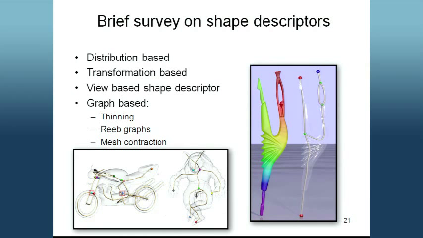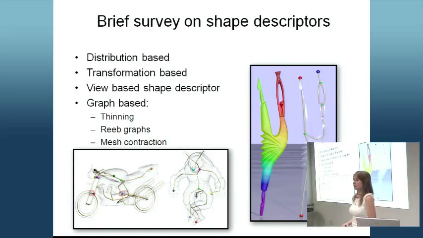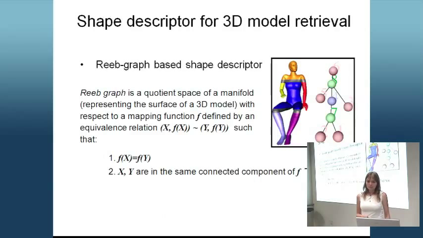These descriptors give you a graph representation of the structure of the shape, and furthermore, they can also be annotated with some additional information, such as local geometrical information about the shape. Here you can have a thinning algorithm to produce a skeleton representation, Reeb graph based, and a recently proposed algorithm for skeleton extraction by mesh contraction. The advantage of these graph-based shape descriptors, as I mentioned already, is that they give you a global representation of the structure of the shape, while you can also store some additional information in the form of labels for edges or nodes of the graph. So in our research we used a Reeb graph-based shape descriptor.